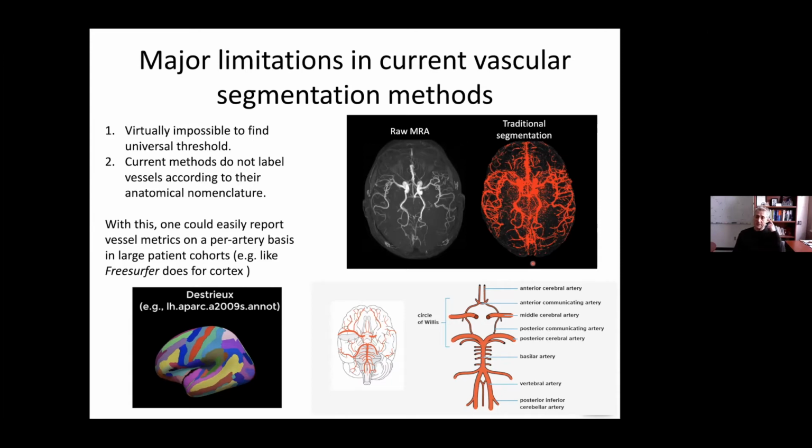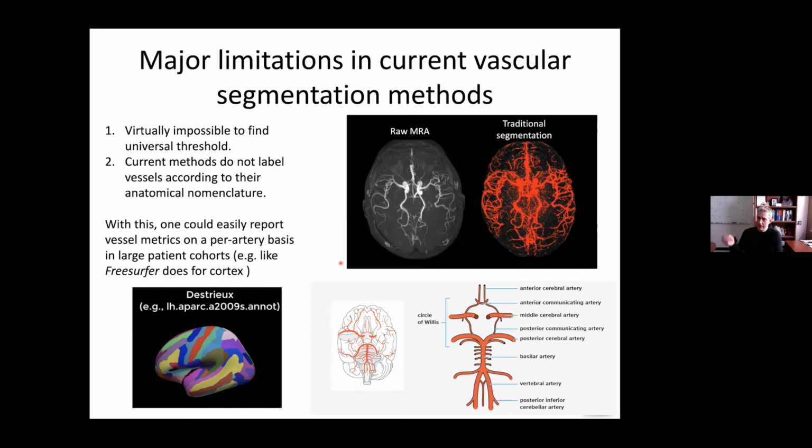The second problem is that even if we got rid of that threshold problem, you would end up with a binary map of blood vessels. And we didn't want that. We wanted labels. We wanted the middle cerebral artery to be a different number than, say, the posterior cerebral artery. And we wanted that because at the end of the day, if you want to analyze 1,000 images, you want to transform every image into an Excel spreadsheet.